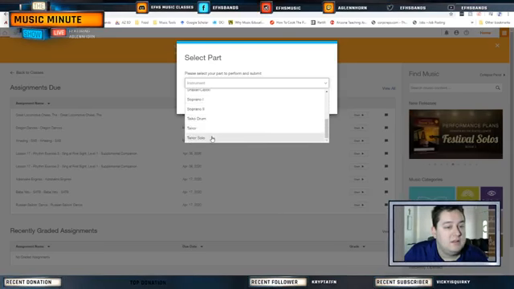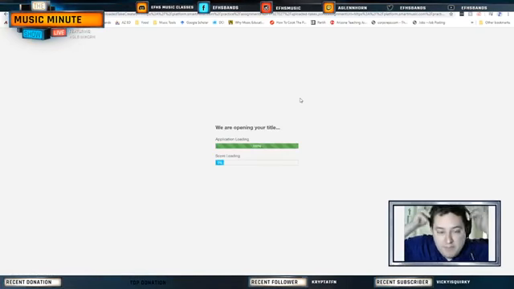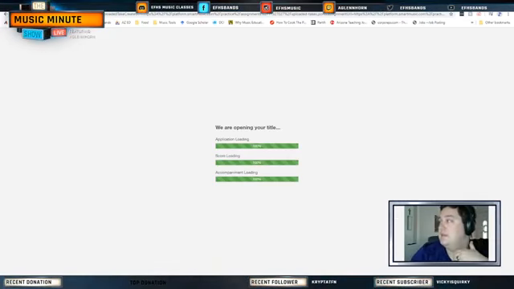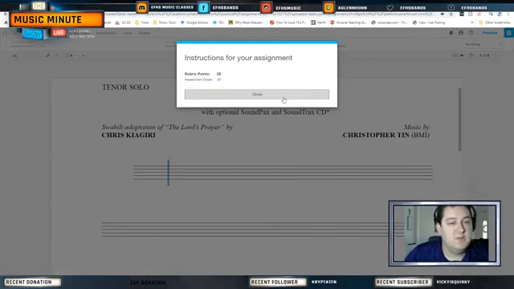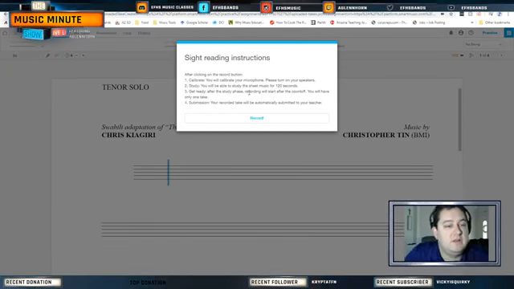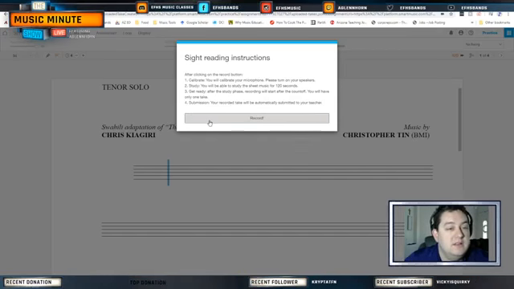It has all these. I'm going to just do the tenor solo. So they're set up to where it gives you a bit of a timer. Instructions for my assignment. Cool. After clicking on the record button, notice it gives you the instructions right here. Make sure you read through them, please. You got 120 seconds. So it's giving you 2 minutes to look at stuff.